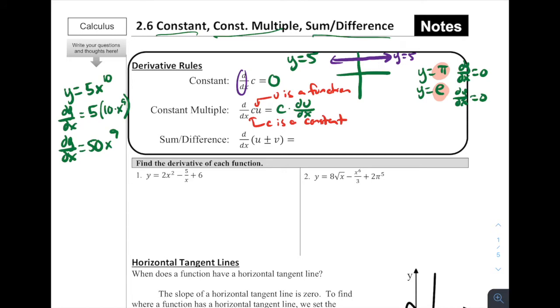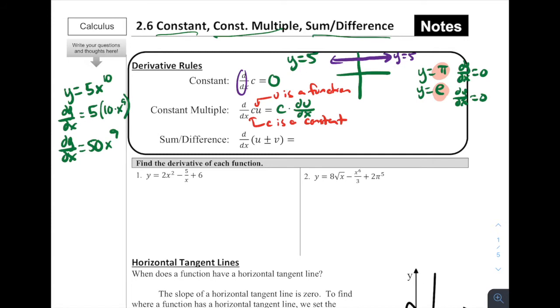So essentially what happens is we take the derivative of the function part and then just multiply the constant on afterwards. So that 5 just sort of hangs out outside while we take the derivative of x to the 10th, and then we multiply those together to get our final answer for that derivative.